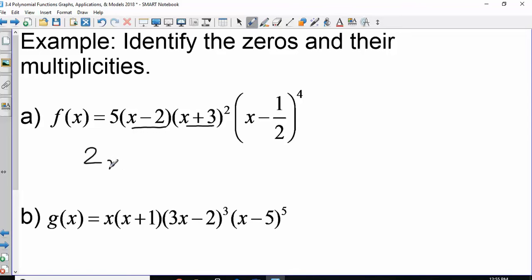What makes x plus 3 zero? And it was squared, so that means multiplicity 2. What makes x minus 1/2 equal 0? 1/2. It was to the 4th, so that means multiplicity 4.